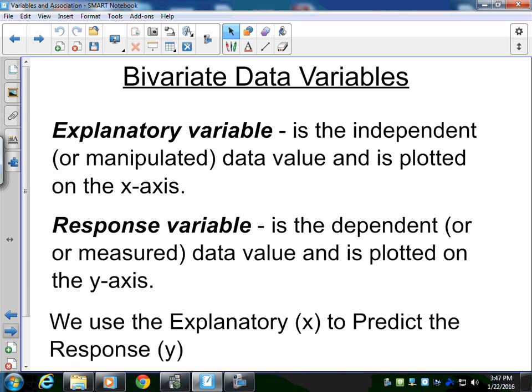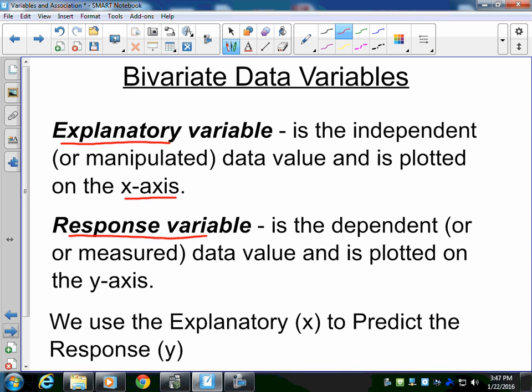So when we look at bivariate data variables, we want to make sure that we're using the proper terminology for statistics purposes. Our first variable is the explanatory variable. It's the independent variable, or what is being manipulated in a given experiment or study, and we plot this data on the x-axis to make sure it's visually represented the proper way. And then we have our response variable, which is the dependent variable, plotted on the y-axis.